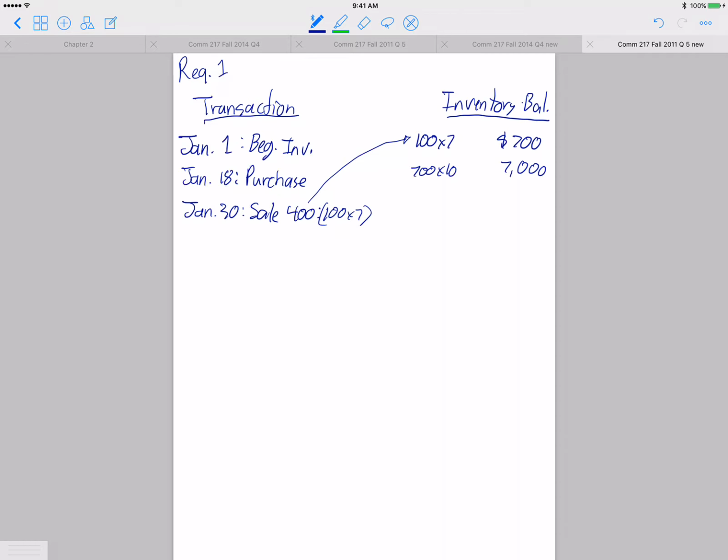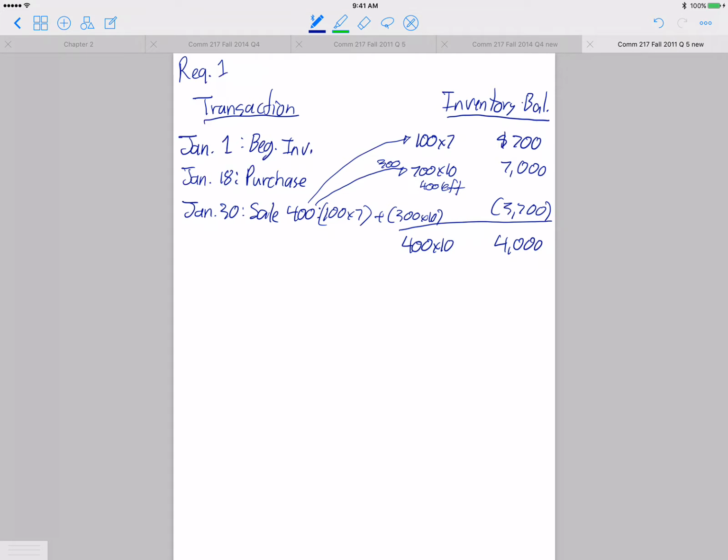will be sold, and only 300 units of the 700 units that was purchased on January 18 will be sold at $10 each. This gives us $3,700. This means that there's only 400 units left from the purchases of January 18th. If we add everything up, 400 units left at $10 each gives us $4,000.